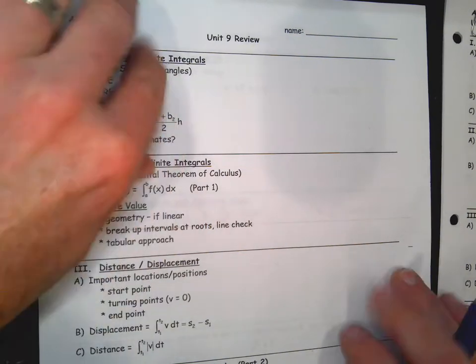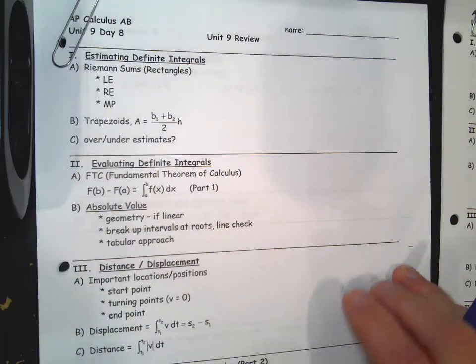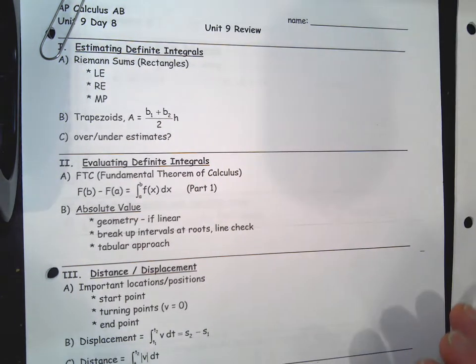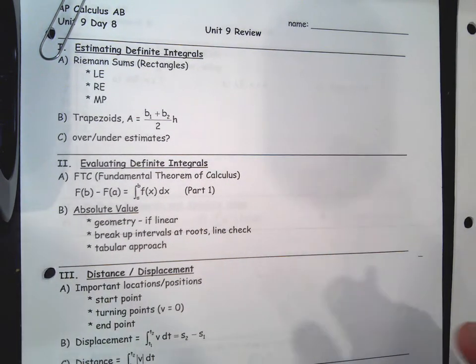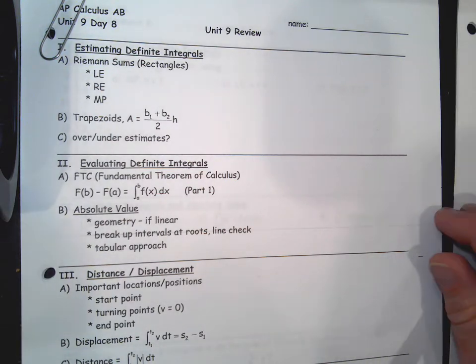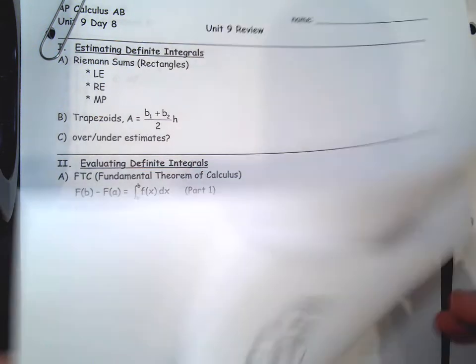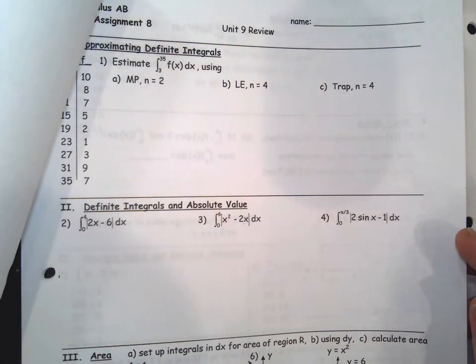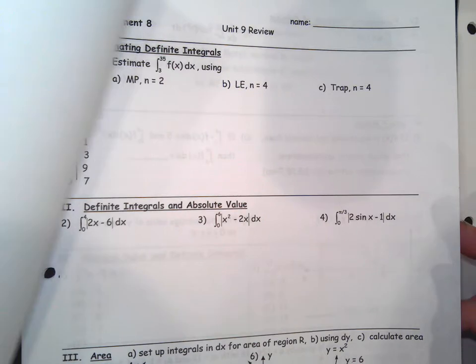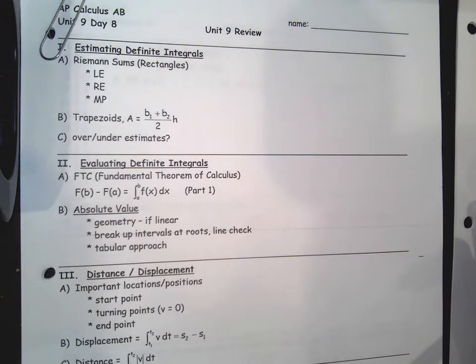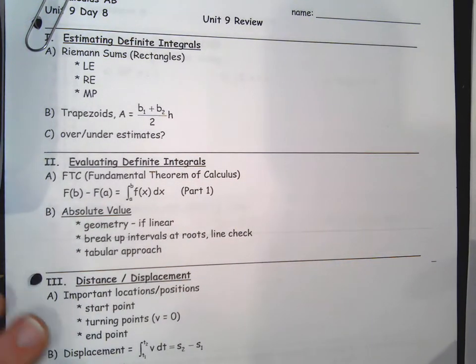AP Calculus AB, Unit 9, Day 8. This quick little review sheet is just to summarize most of the topics that we've gone over. And then there is an assignment that's a good review assignment. So we can just take a real quick look here.